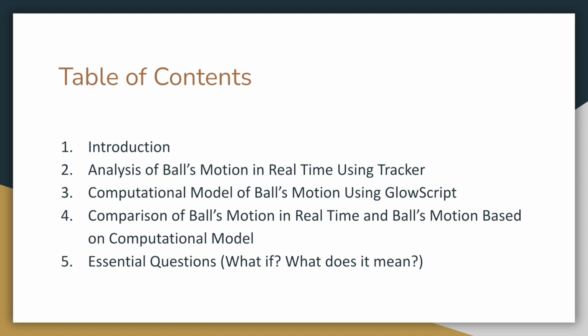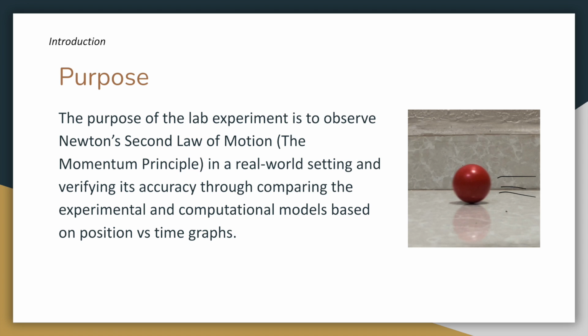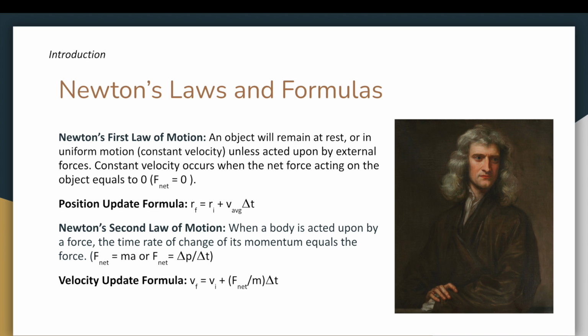essential questions. The purpose of the lab experiments is to observe Newton's second law of motion, or the momentum principle, in a real-world setting, and then verifying its accuracy through comparing to experimental and computational models based on position versus time graphs. Newton's first law of motion states an object will remain at rest or in uniform motion, constant velocity, unless acted upon by external forces.